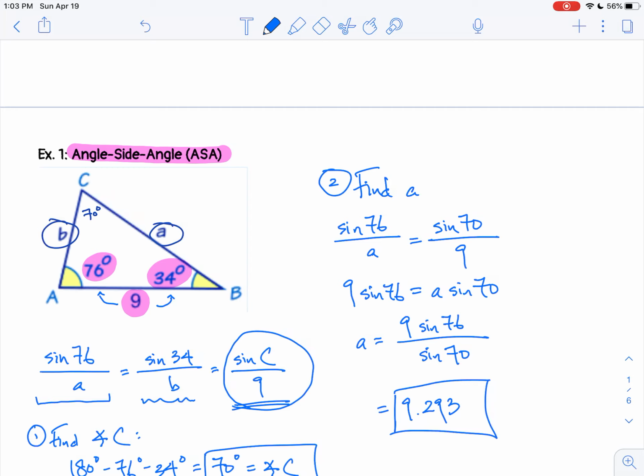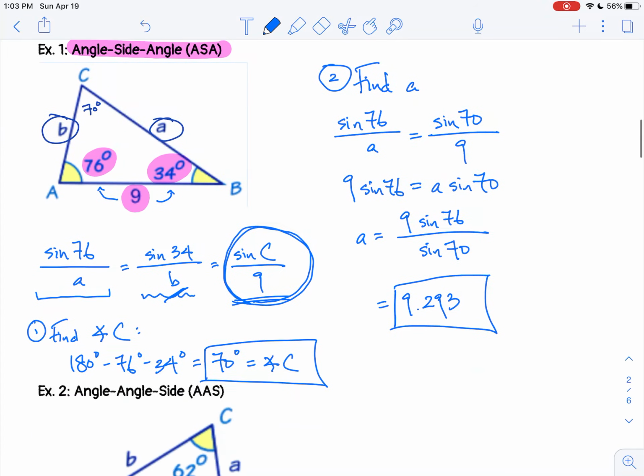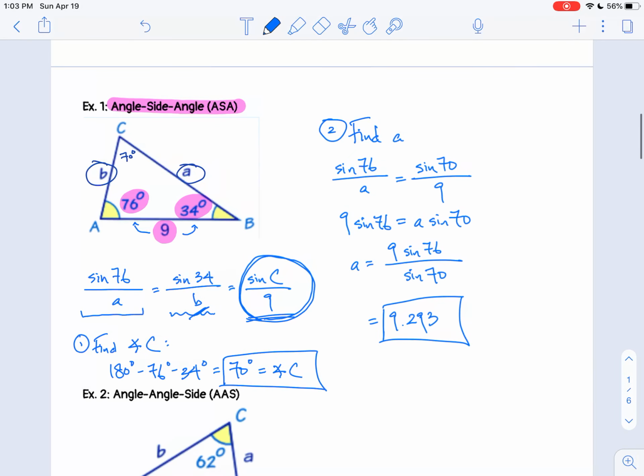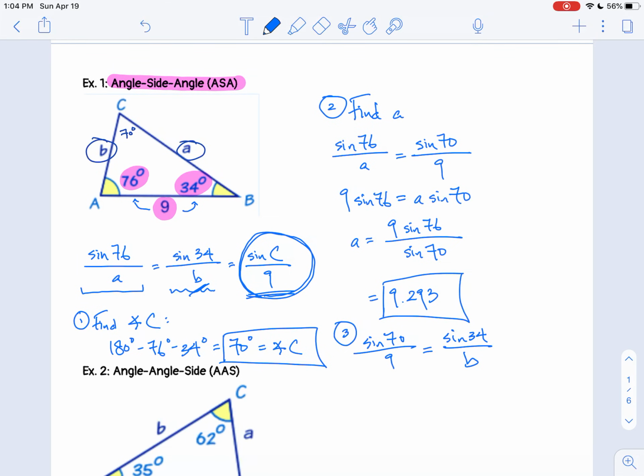So I found little a, and the only other thing I need to find is little b, and we're going to do that with a similar setup where we use the full pair we know to help us find the one letter we don't know. Okay. So I'm going to go ahead and squeeze that in down here. So I've got sine of 70, which is my c, over 9 equals sine of 34 over little b. And I'm going to go ahead and cross multiply again. So I'll get 9 sine 34 equals b sine 70.